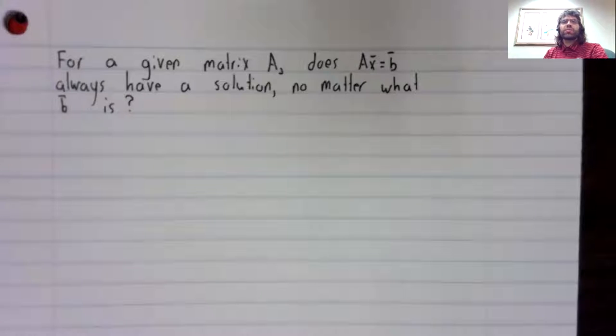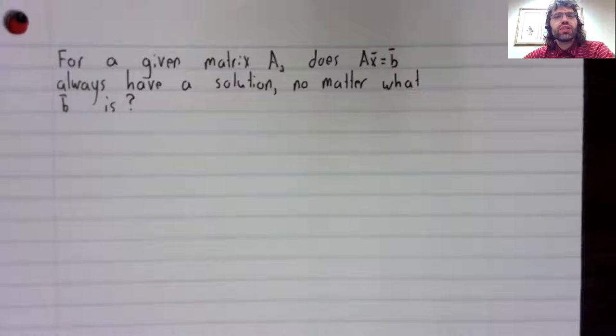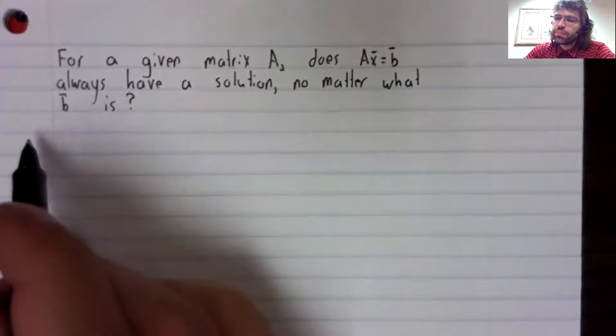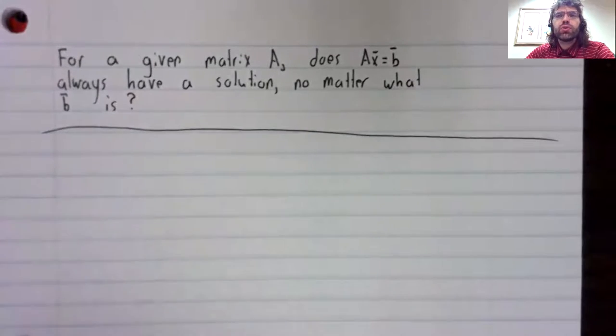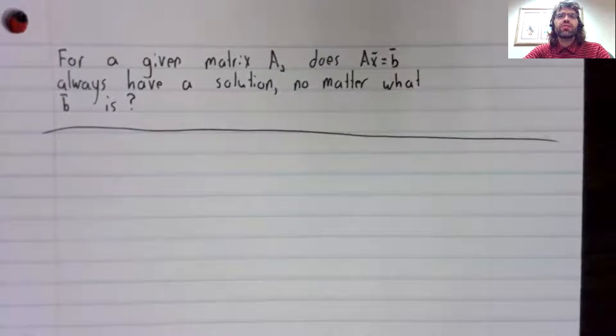In this video, we'll see how to answer the following question. Does the matrix equation AX equals B always have a solution? That is to say, for a given matrix A, does AX equals B always have a solution, no matter what the vector B is? Let's explore this question with an example.